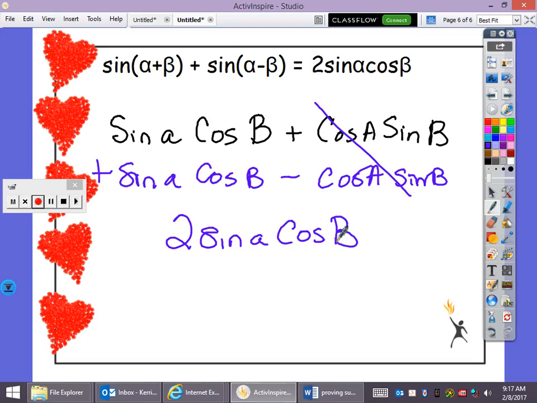There are 4 problems on the back, 7 through 10. They are your homework. Number 10, I tried to trick you, so look at it very carefully. Yes, ma'am, 7 through 10.